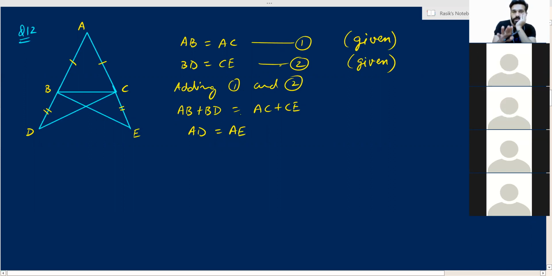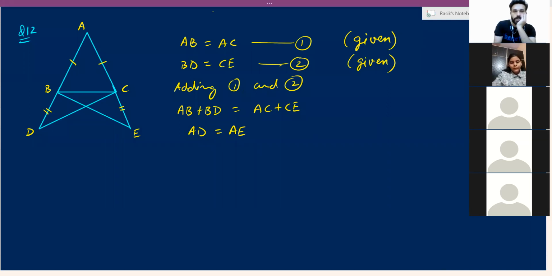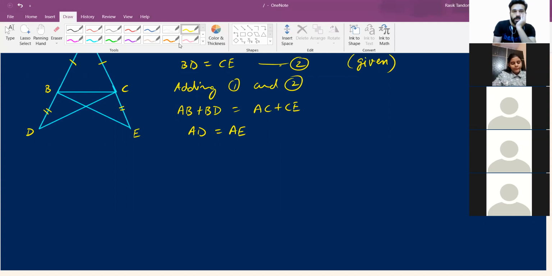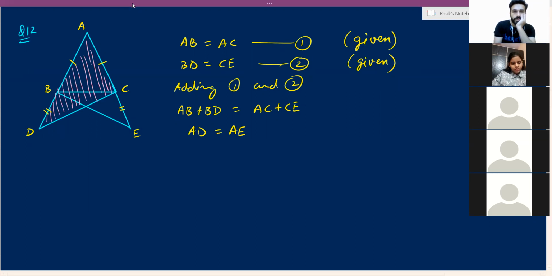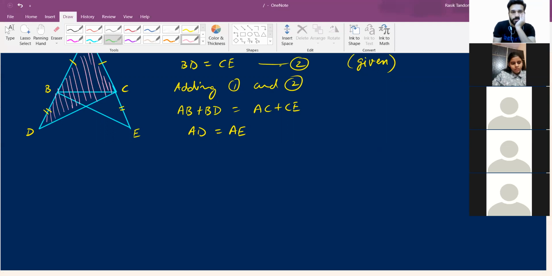We will be using it to prove triangle ADC congruent to triangle AEB. Shading the two triangles. This is your first triangle ADC, and the second triangle with green color.